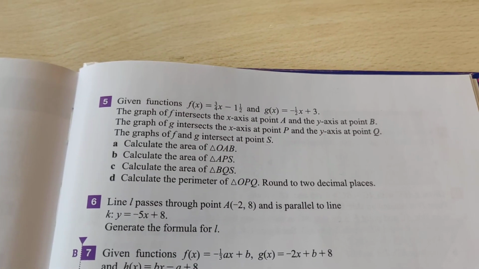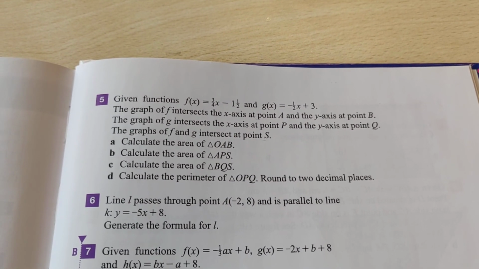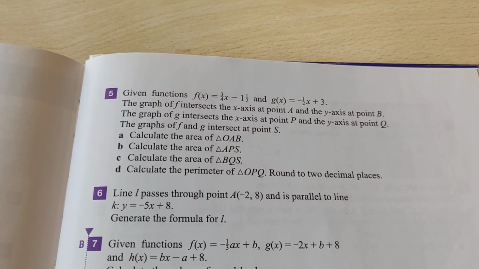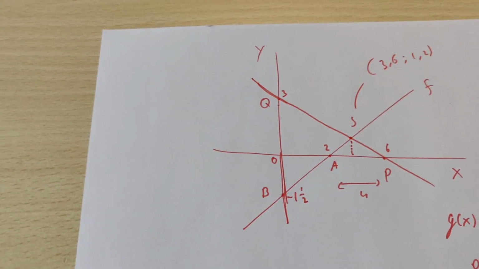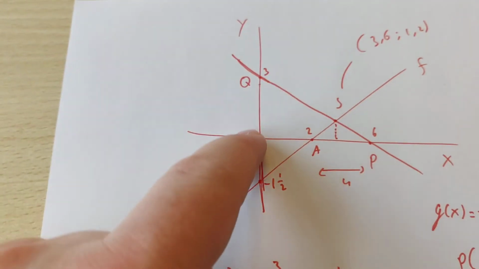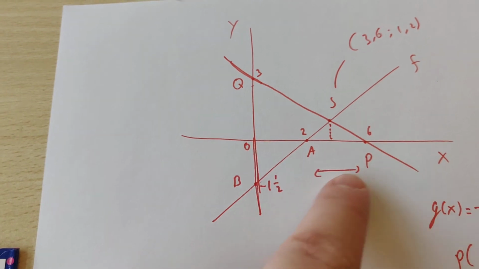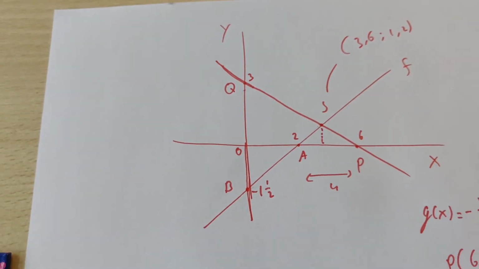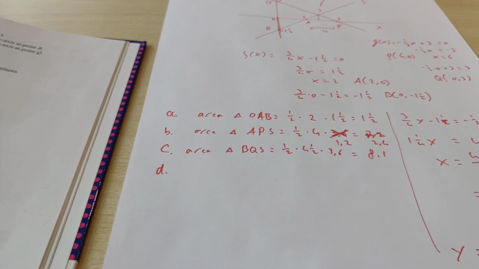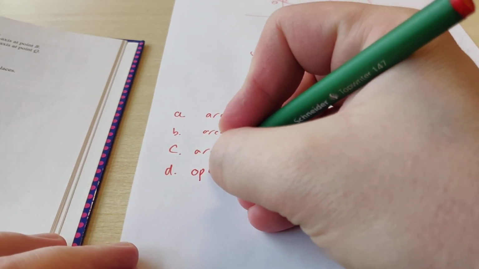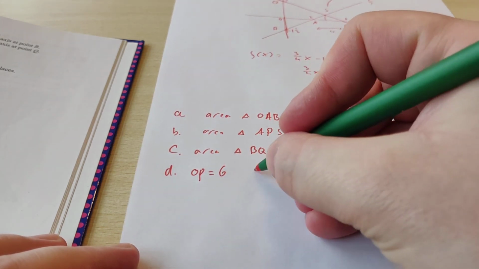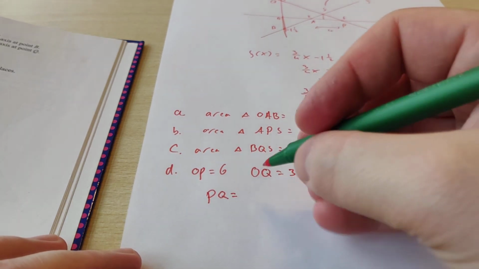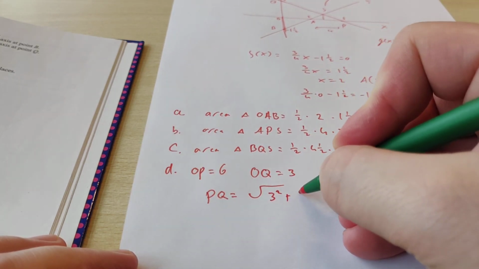Here it says calculate the perimeter of triangle OPQ and round off to 2 decimal places. The perimeter means when you go around it. Now OPQ is over here. Now OP we know because that's 6. OQ we know that's 3, and this one we have to calculate using the Pythagorean theorem. So I already know that OP is 6. I know that OQ is 3, and if you want to know what PQ is, then we're going to use the Pythagorean theorem. So 3 squared plus 6 squared.